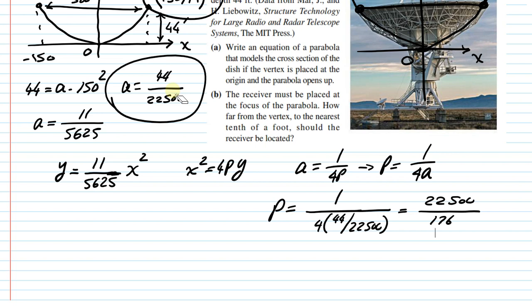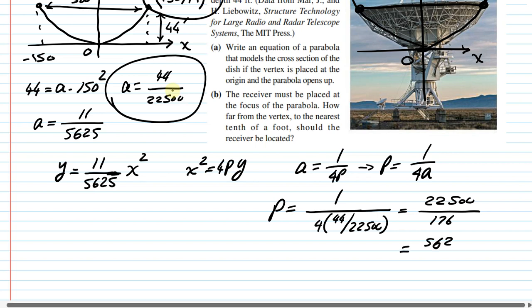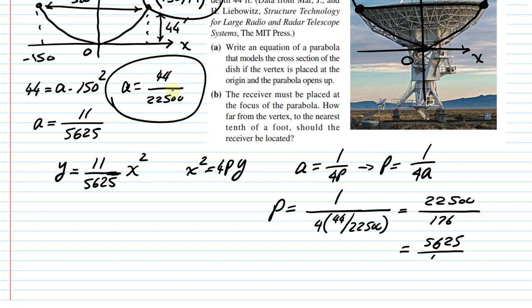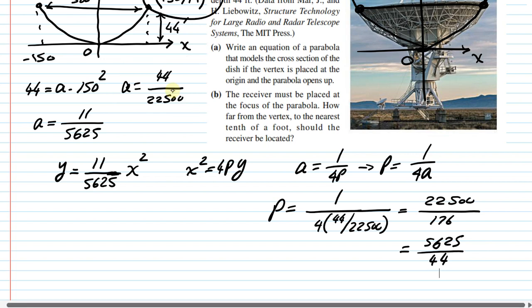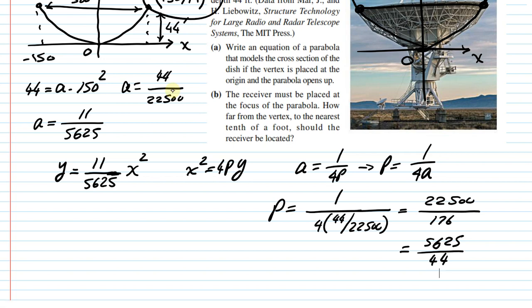We can simplify this one again. p is going to be, divide the 4's out, you get 5625 divided by 44. Notice it's almost the reciprocal of a, but 4 times smaller. All right, we have the equation, by the way, at this point. So we're done with part A.